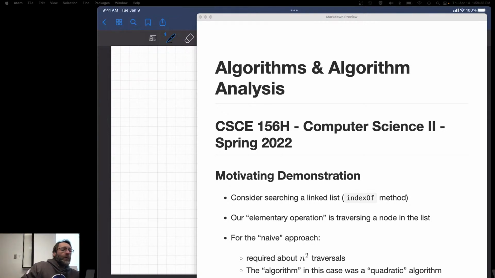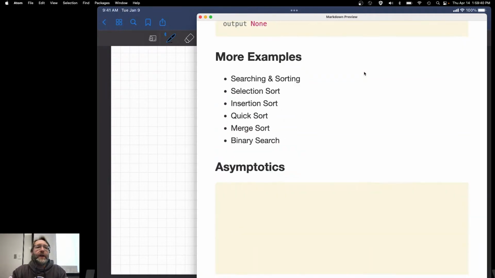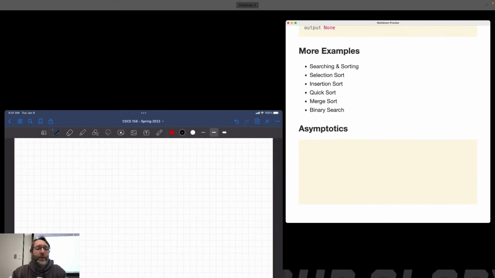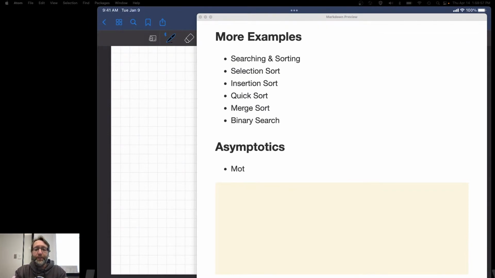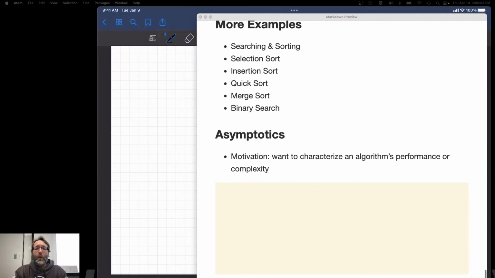But in any case, we're going to continue working on algorithms and algorithm analysis. In particular, we're going to introduce the formal definition of big O and asymptotics. We'll do a couple of examples. We'll talk about different interpretations and proof techniques for proving big O analysis. Remember that the entire motivation is that we want to characterize an algorithm's performance or complexity with respect to its input size.